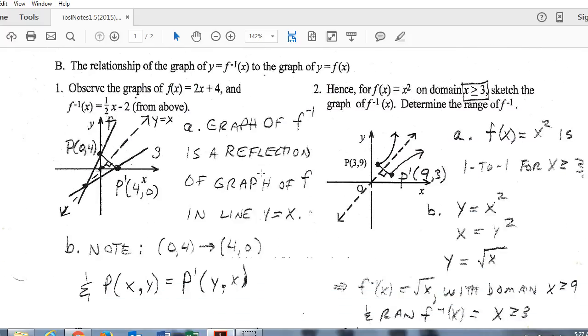So here we're going to see inverses both graphically and algebraically. This portion is basically the graphing explanation of inverse functions and how they work. The next part will be algebraically.